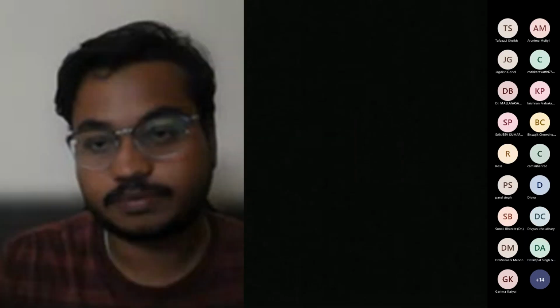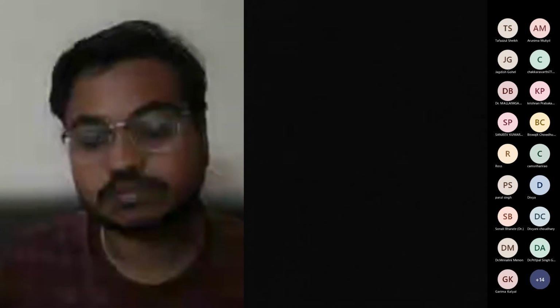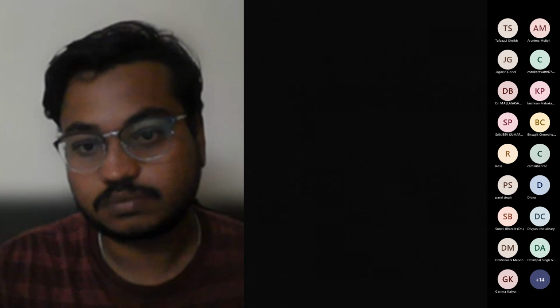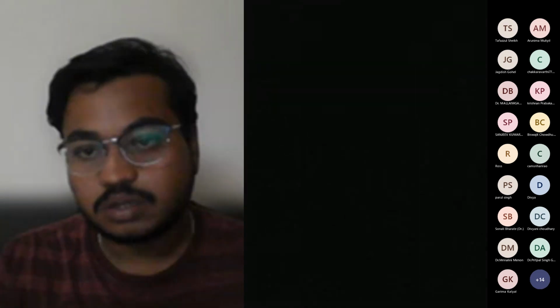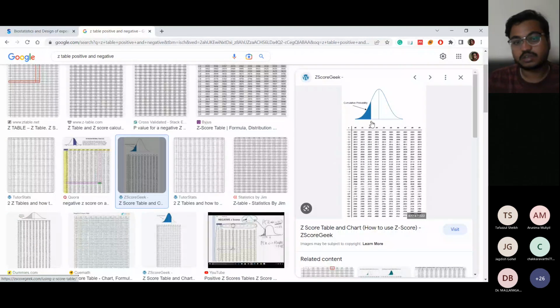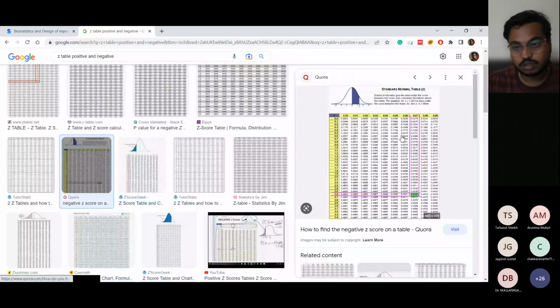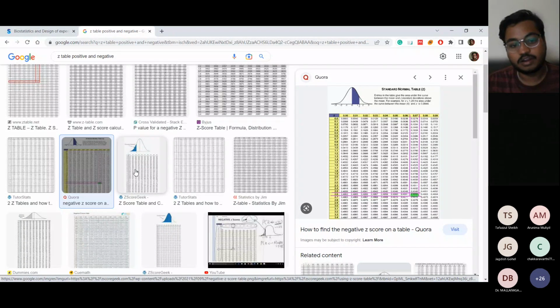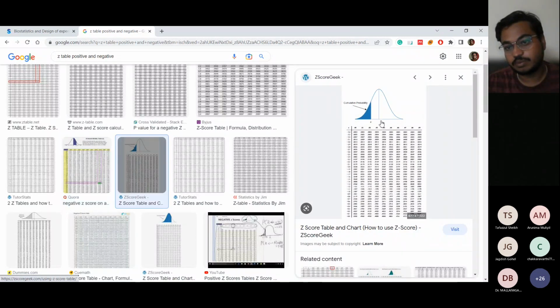I'll show you. As you can see here, this table shows you the area from here to here. This table shows you an area from 0 to here. So a Z of 1 here will be the area from Z of 0 to Z of 1. But an area of Z equal to 1 here will be the area from Z equal to minus infinity to Z equal to 1. Is that clear?